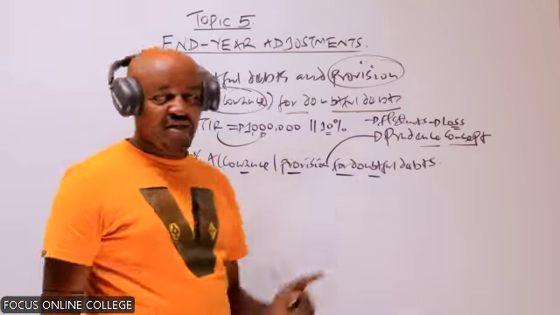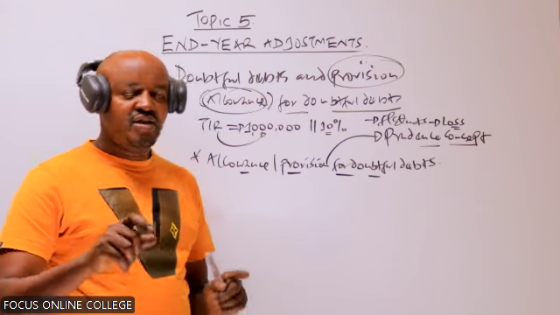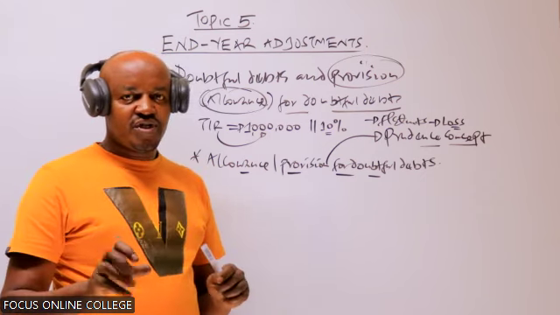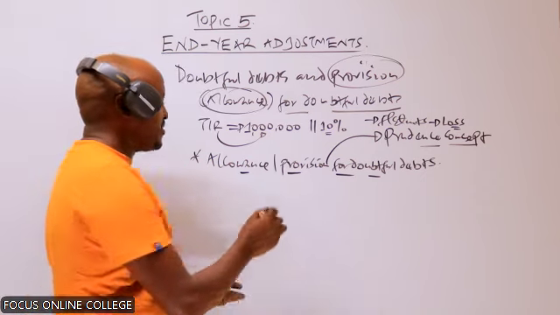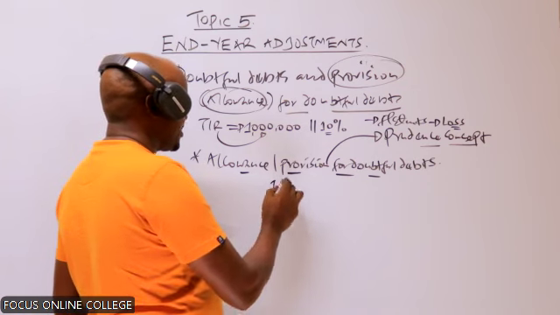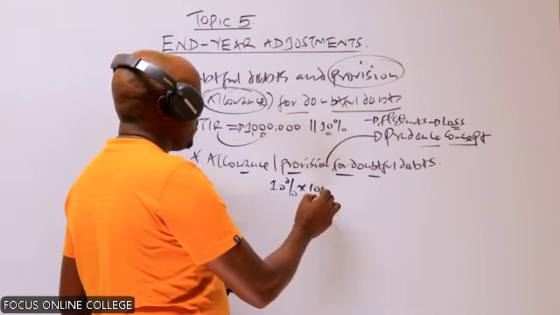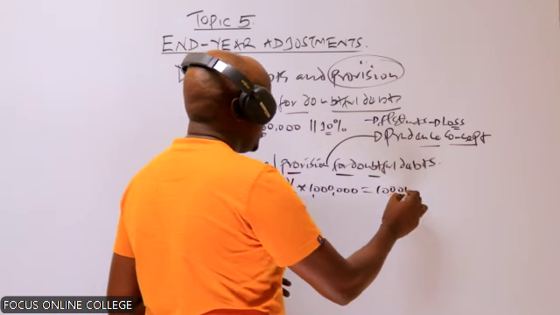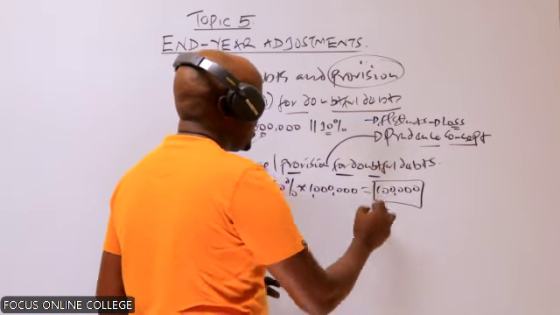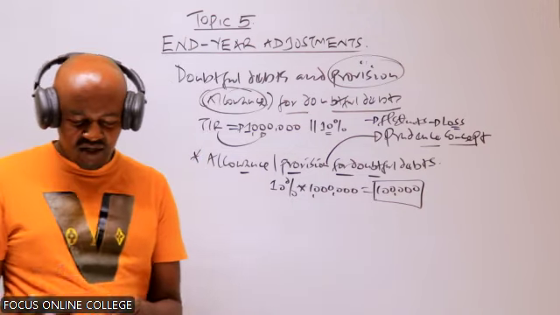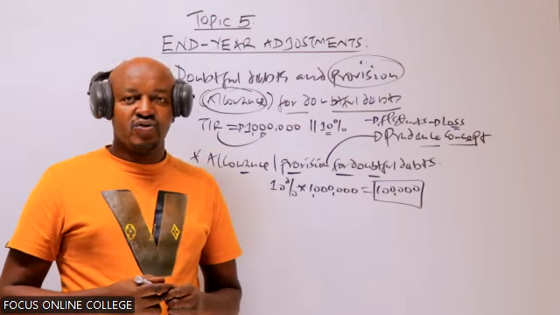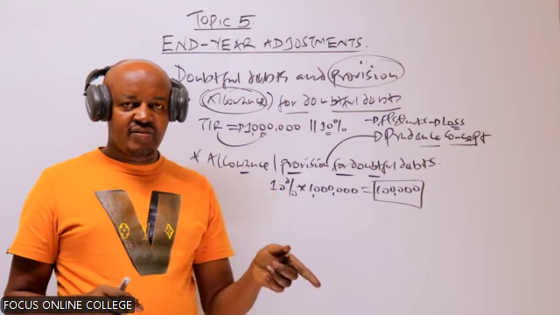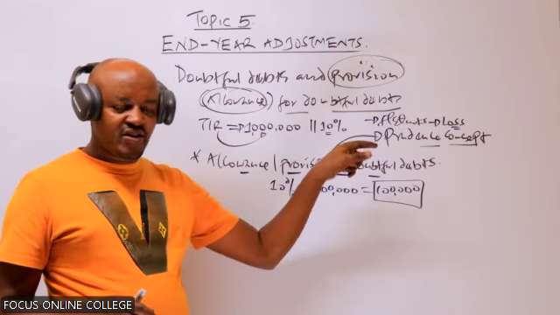Now, the prudence concept requires that whenever you are preparing the financial statements, you need to set aside 10% of your debtors, or trade receivables, which is now 100,000. You set aside this money from your profit to cater for the loss you are going to incur in the future once your customers fail to pay.